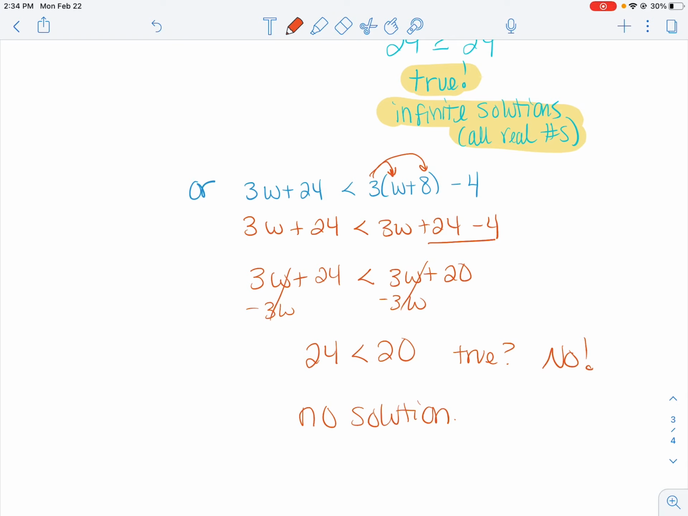If I asked you, okay, what do you need to change to make this all real numbers instead of no solution, what do you think that might be? Well, if this symbol was just going the opposite direction, 24 is greater than 20, then that's something that's always true, right? 24 is always greater than 20, so that would be all real numbers if we did something like that. But the way it stands right now is no solution.